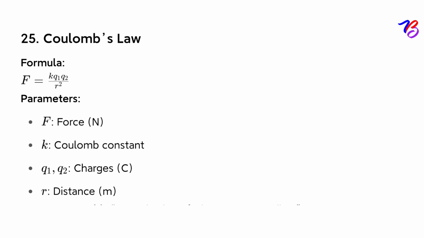25, Coulomb's law. Our F is equal to K Q1 Q2 over R squared. Our F is Newton in meter, our K is Coulomb constant, and then we have Q1 Q2 to be our charges in Coulomb, and then our R is distance in meters. Memory aid, force is king of charges over what?